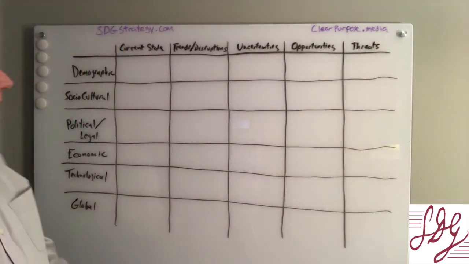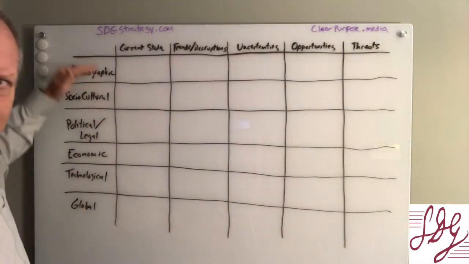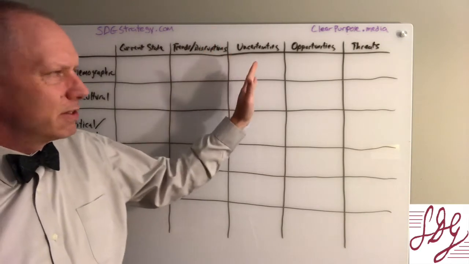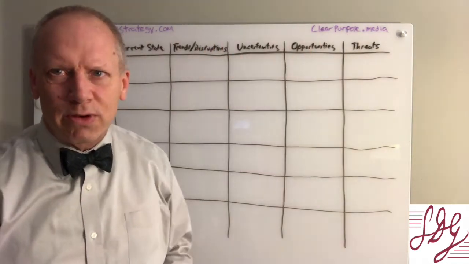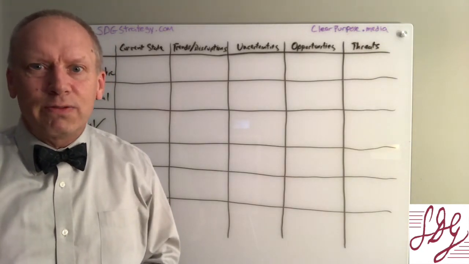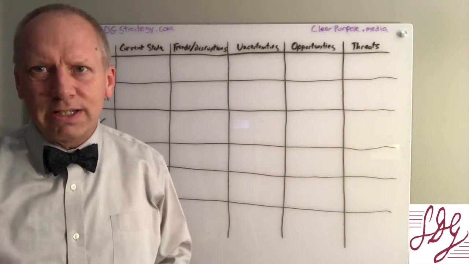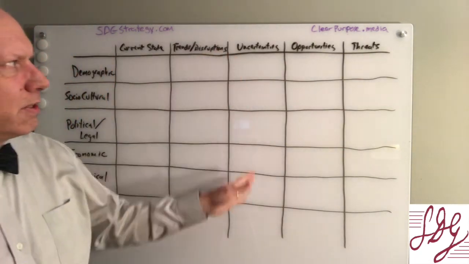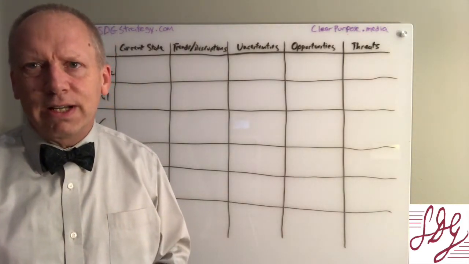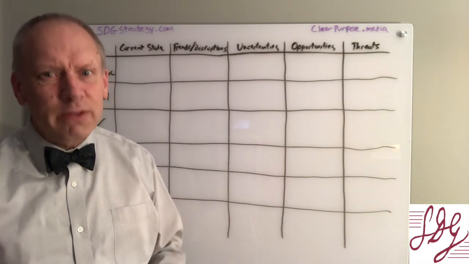So, again, this is a big matrix. We've got the 6 segments down the left-hand side. We've got current state, trends and disruptions, uncertainties, opportunities, and threats as the different columns. So I'm going to dig in. The first 2 columns may have some level of similarity across many different industries, but when we get into the uncertainties and the opportunities and threats, you're going to be very focused on what it means specifically for your company and for your industry. So let me start filling this out.